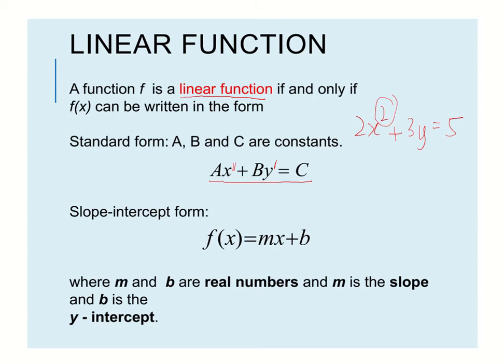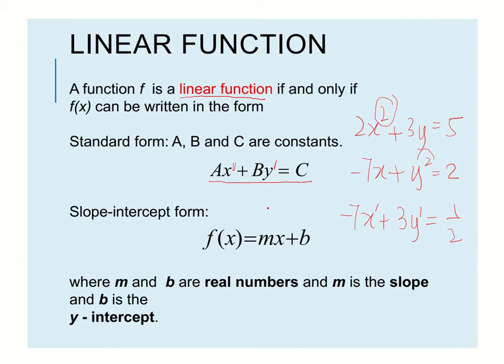So if we have negative 7x plus y squared equals 2, is this a linear function? No, because the power of y is not 1. What if we have negative 7x plus 3y equals 1/2? Yes, this is a linear function. Why? Because the power of x and the power of y are both 1. So a linear function can be written in this way.